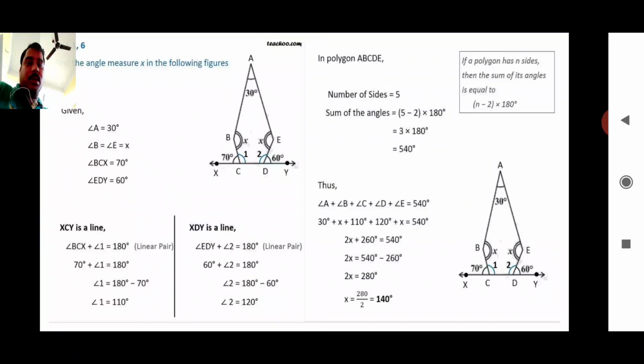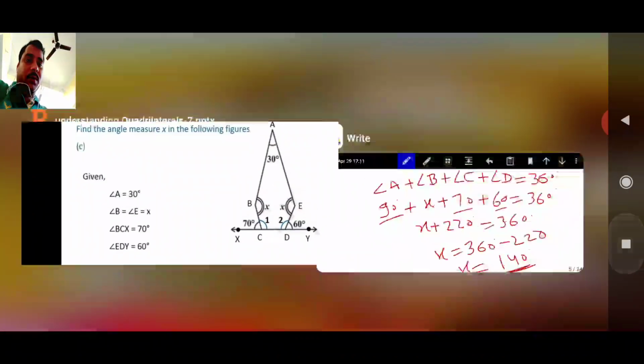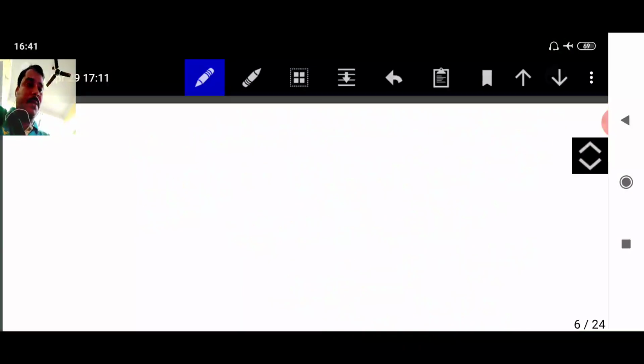In this question, a pentagon is given, meaning 5 sides A, B, C, D, E, and 5 vertices. It is a pentagon. Angle A equals 30, and here angle B and angle E are equal, so we let angle B and angle E equal x. Angle BCX is given as 70 degrees and angle EDY equals 60 degrees. Okay, let's try to solve it.